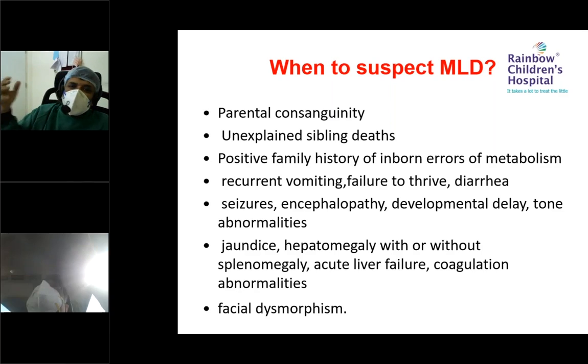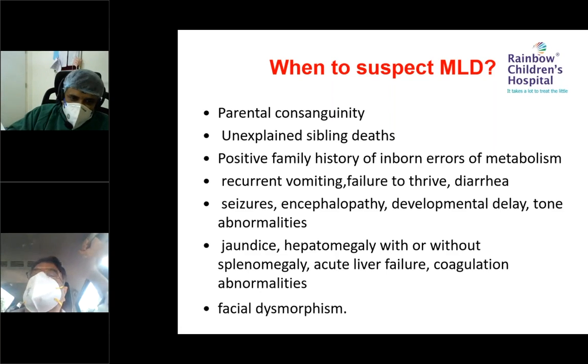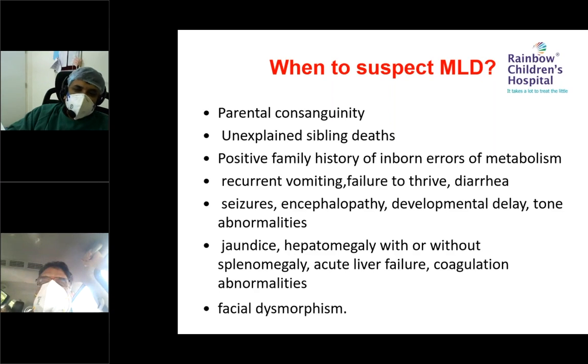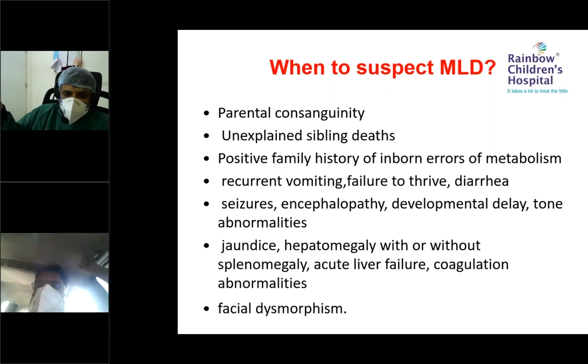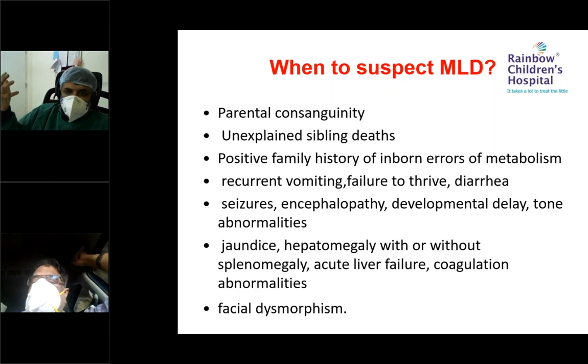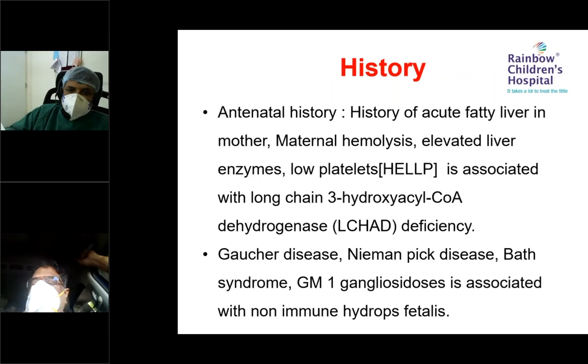Now, when should one suspect a metabolic liver disease in a given case? One, when there is a history of parental consanguinity. Two, when there are unexplained sibling deaths. Three, when there is a positive family history of inborn errors of metabolism. Four, when the child has recurrent vomiting, failure to thrive, or diarrhea. Child may present with seizures, encephalopathy, developmental delay, hypo or hypertonia, or they can present with jaundice, hepatomegaly with or without splenomegaly, fulminant liver failure, and coagulation abnormalities, or when there is a facial dysmorphism. So, whenever we see a child with the above features, we should suspect metabolic liver disease in the given setting.